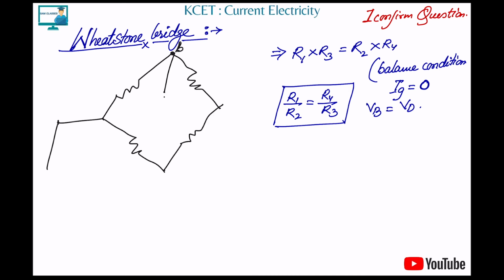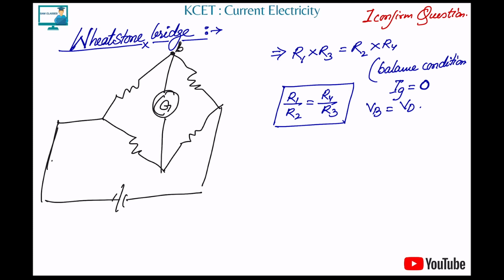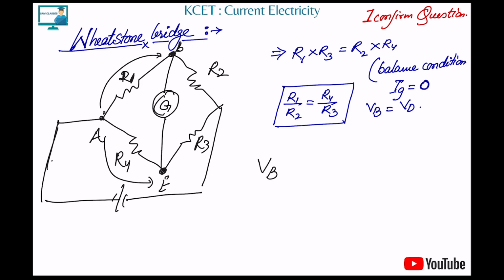Now mostly the question which will come will be using the balance condition. What is that balance condition? Let me tell you. This is a battery here, and let's say point A. Now when I went from A to B and when I went from A to E, because this one is resistance, let's say in this case R1, R2, R3, R4, the potential here at VB and the potential here at VE, these two potentials are equal.